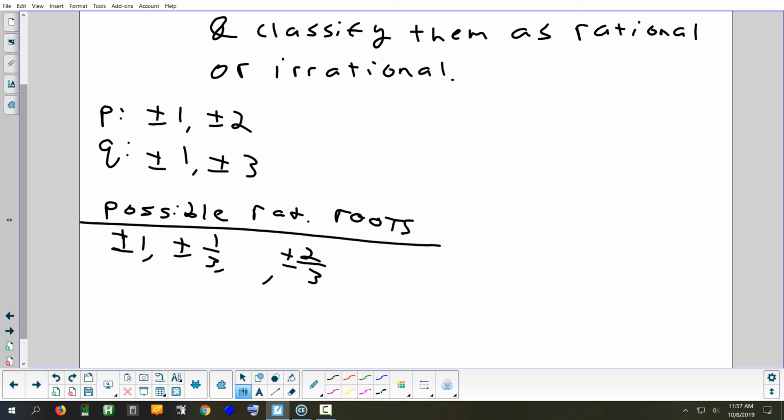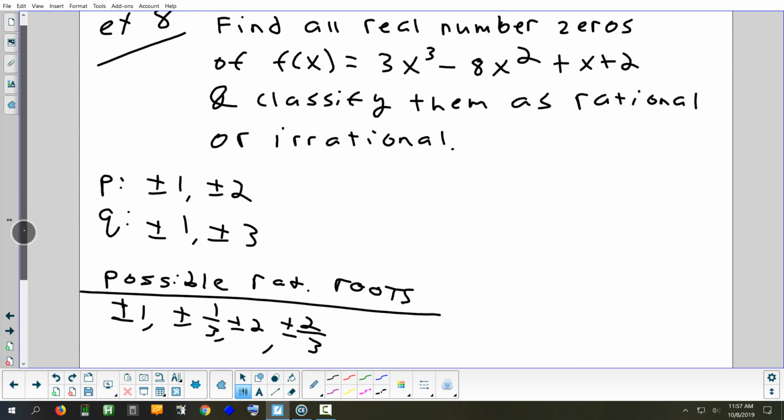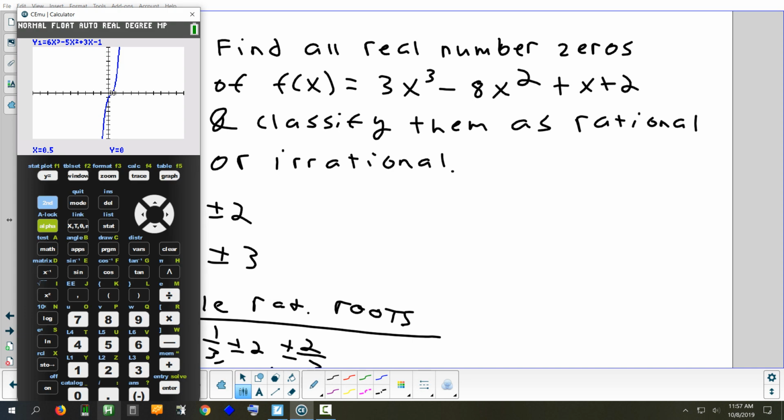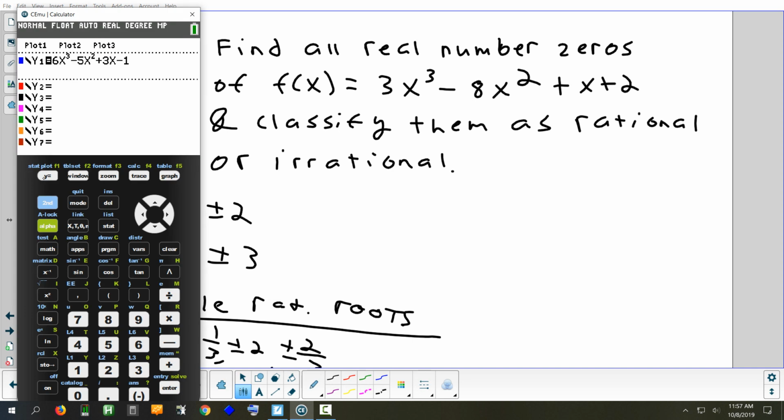2/3. And which other one? 2. You do not have to put them in numerical order. That's fine. Okay, now what? Graph it. Okay, so let's graph it and see what we got. So 3x cubed minus 8x squared plus x plus 2.